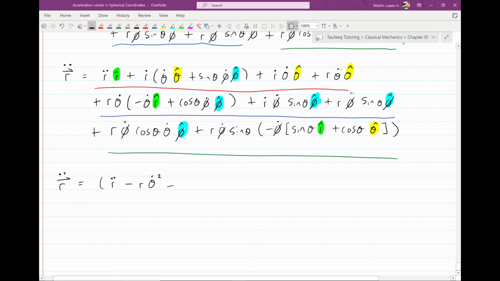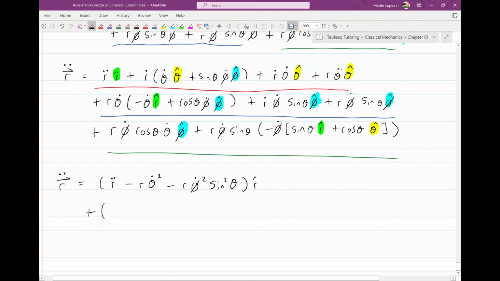minus r theta dot squared minus r phi dot squared sine squared theta. Okay. And this is all multiplying r hat.